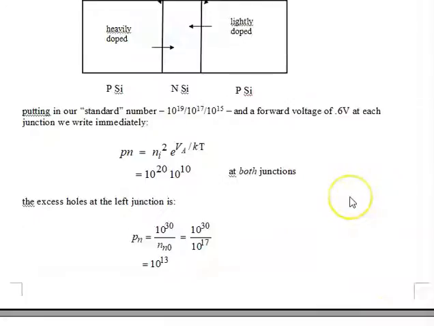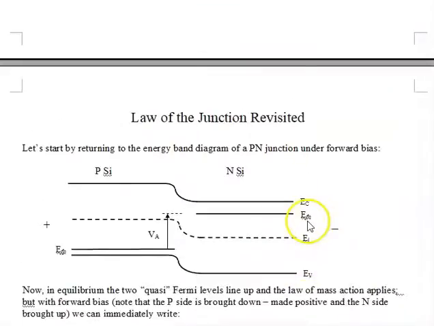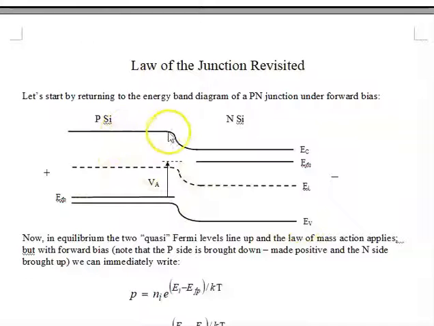Okay, so now let's go to the reverse bias. First, let's go back to the picture all the way back here. This is the forward bias. We have an external electric field which counterbalances or works against the internal electric field. The internal electric field is in the negative direction. The external electric field is in the positive direction.